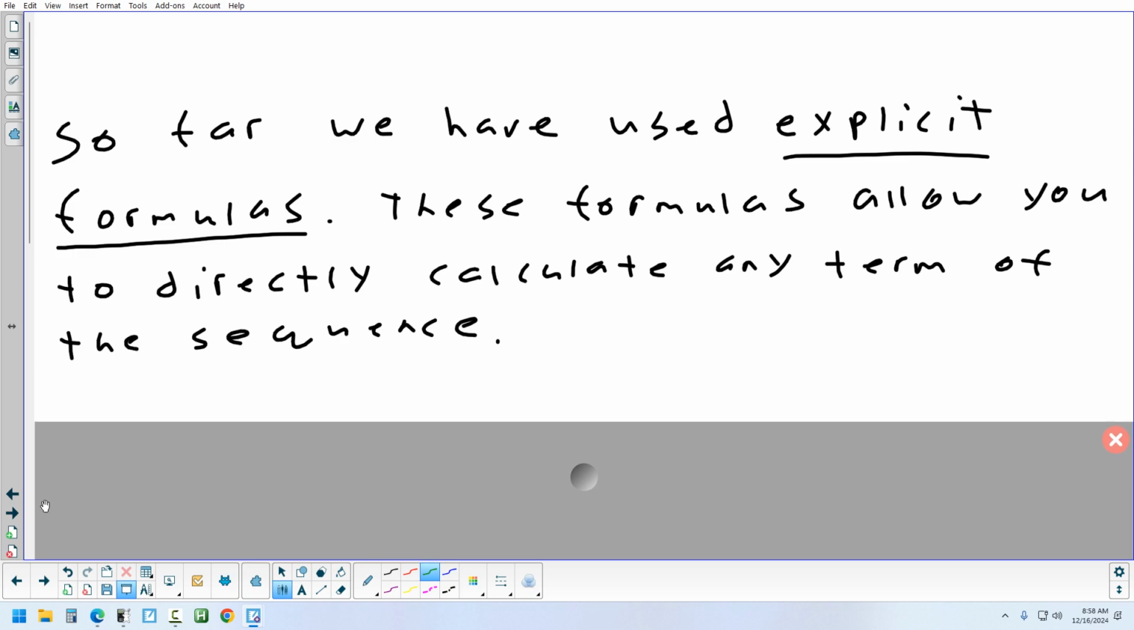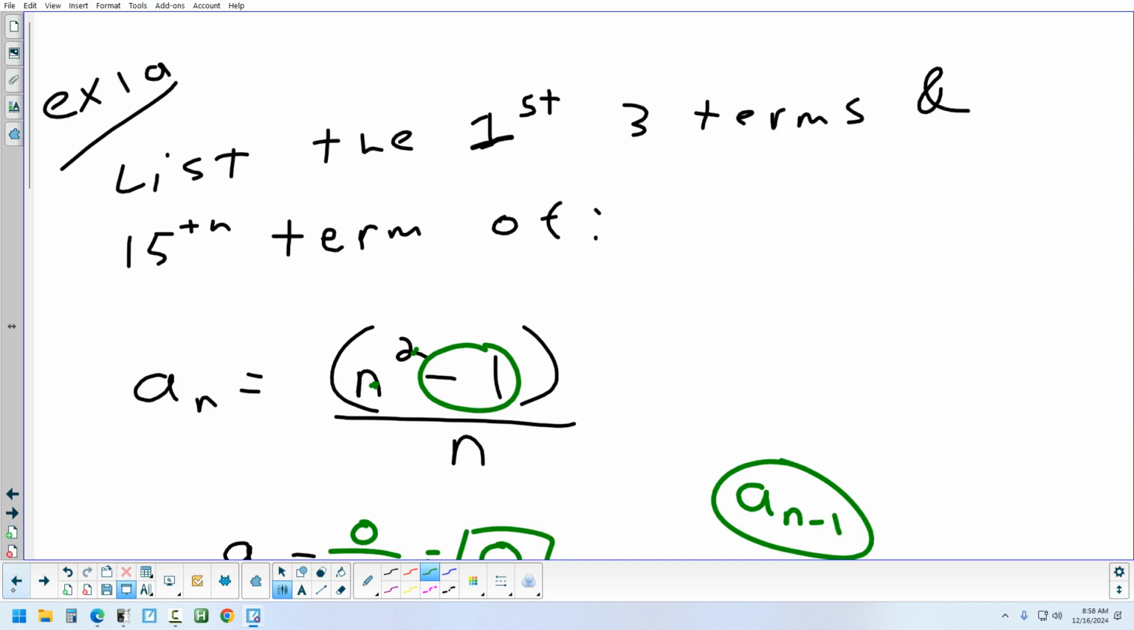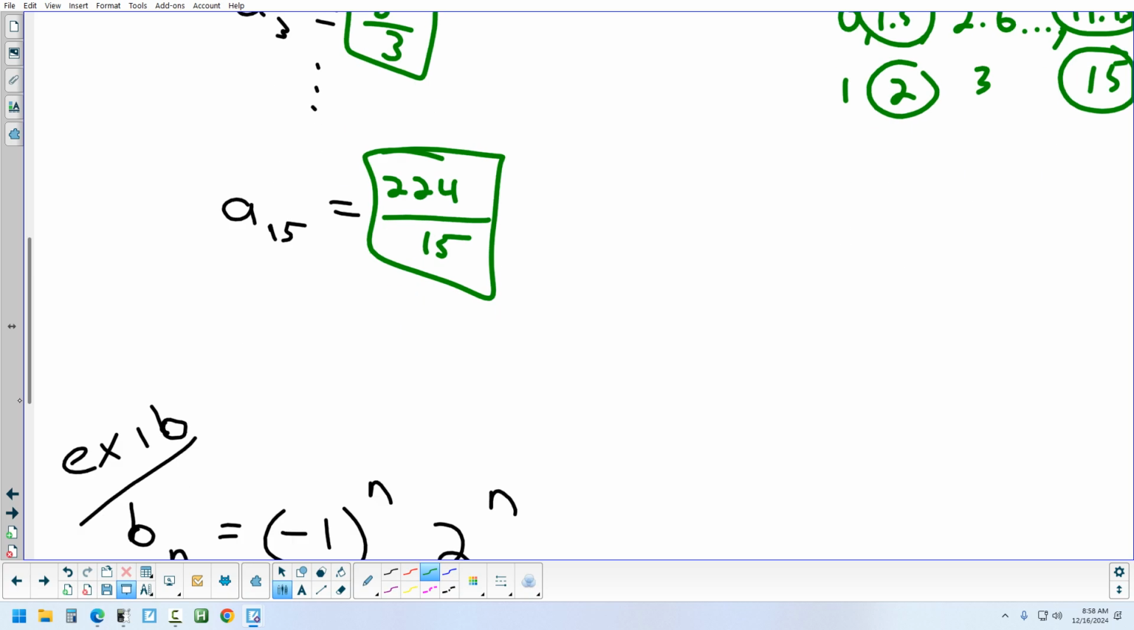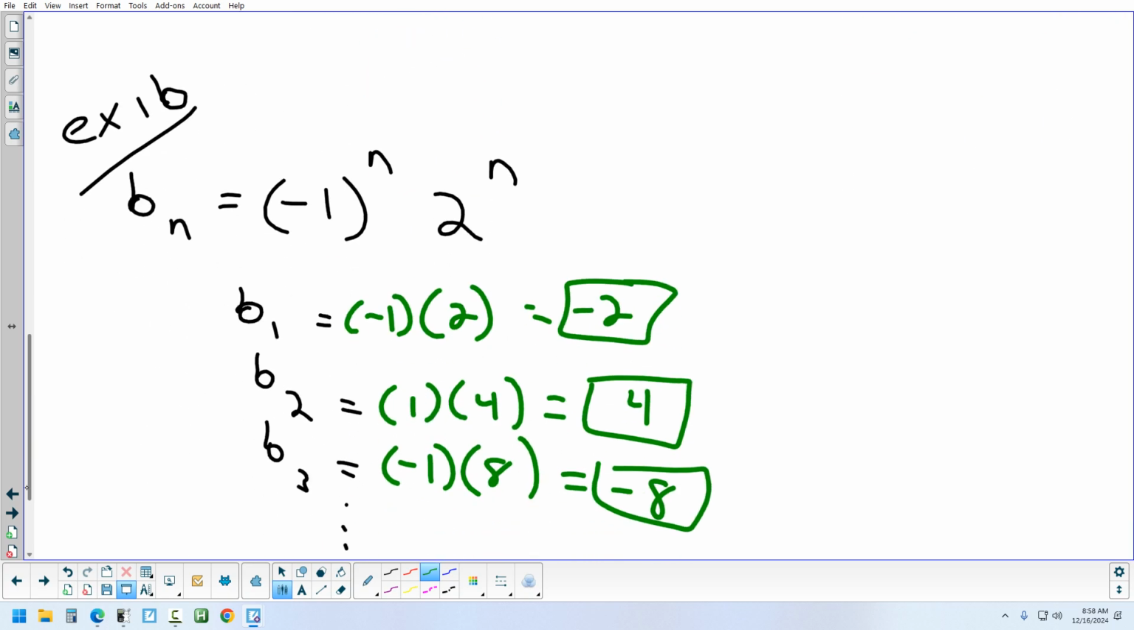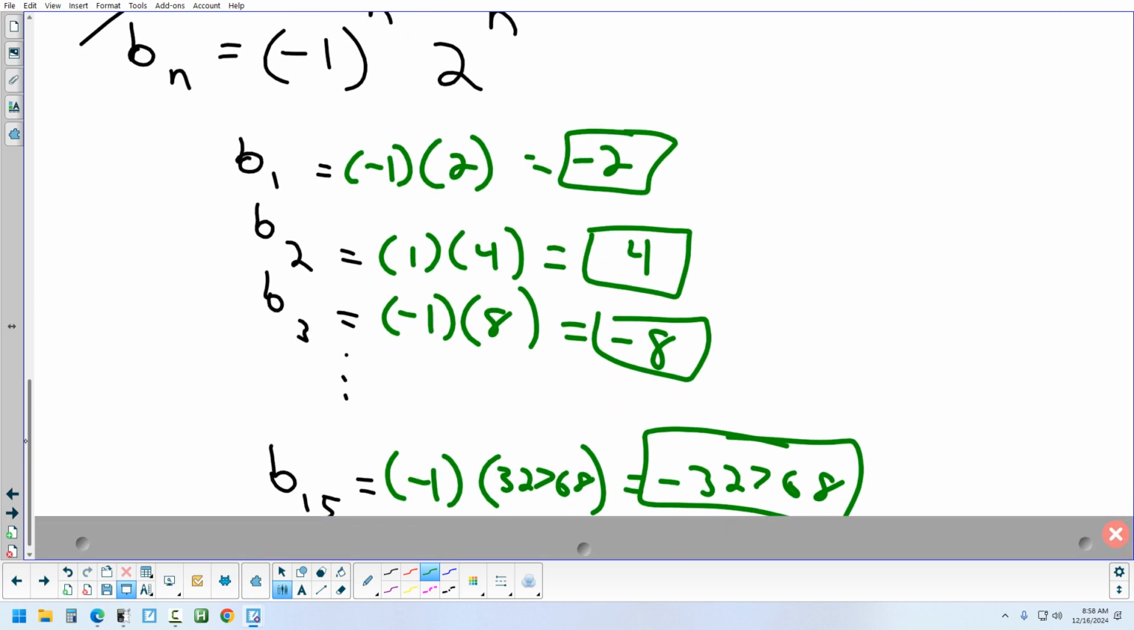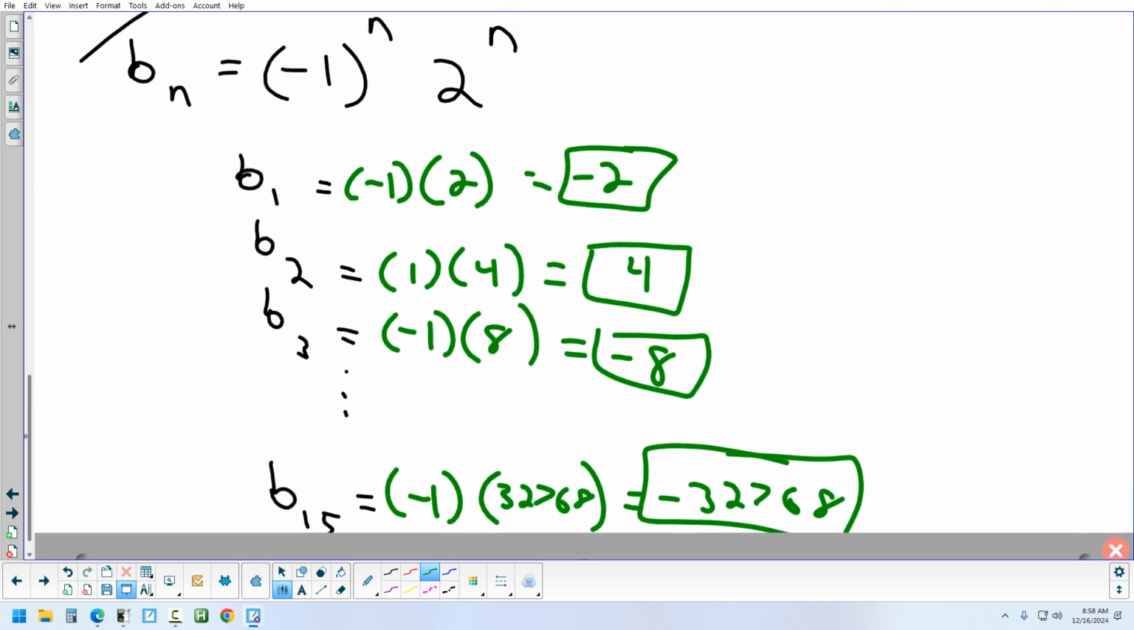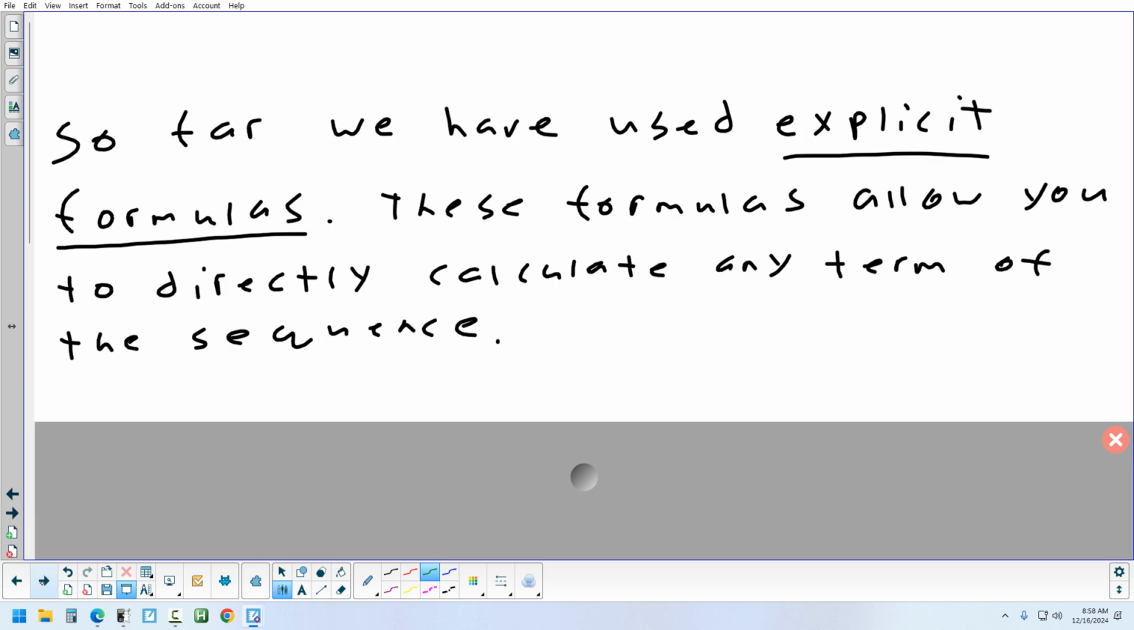So those 2 kinds of formulas that I just showed you, this one and this one, are what we call explicit formulas. Explicit means you can find any term that you want directly without finding any in the middle. You can jump from 3rd to 15th. You can jump all the way to the 4,000th term. Explicit formulas are generally the best kind of formulas that you can have.